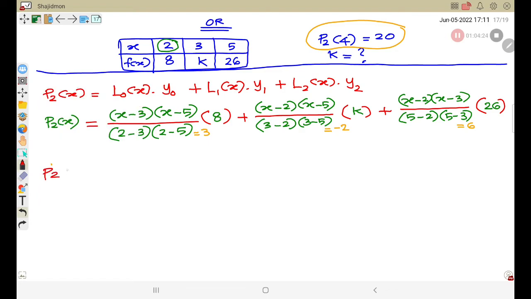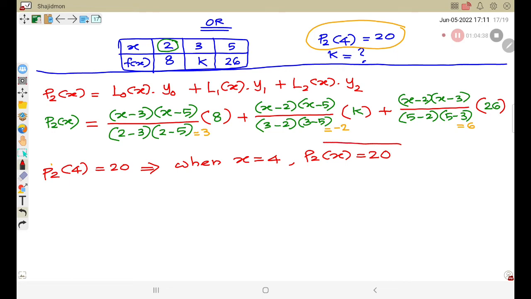P2 of 4 equals 20. What is the meaning of that one? When x equals 4, the x number is that bracketed number. P2 of x means 20. The right side number is the P2 number. P2 of x equals 20.